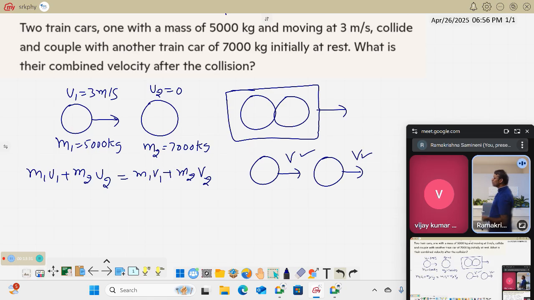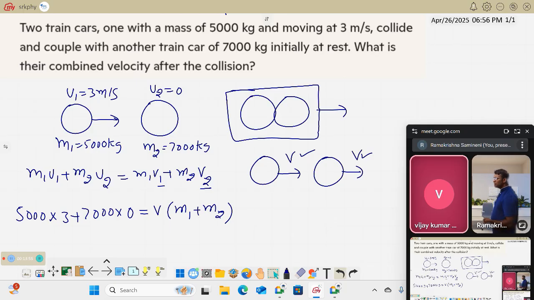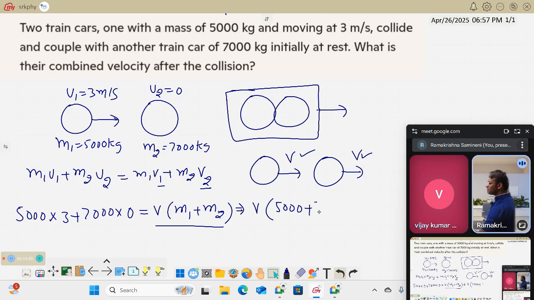So apply the values. What is m1? 5,000 into u1, which is 3, plus m2, 7,000, into 0 is equal to v1 and v2, both are the same. Understand? So I am calling that v. I can take v common, which becomes v into m1 plus m2. The v value is what they are asking to find. m1 plus m2 is 5,000 plus 7,000.